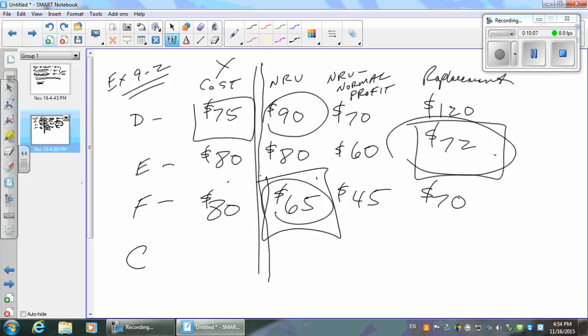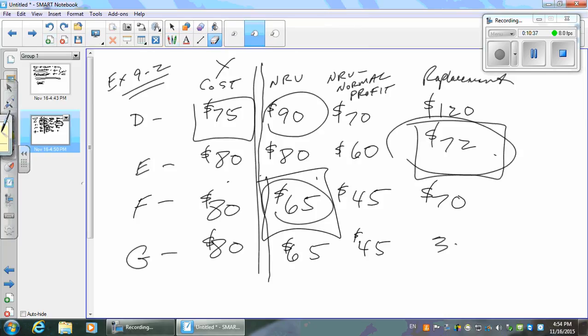Let's do G. So, cost is what? 80, a bunch of them are 80. All right, sales price is 90, less what? Selling expenses are 25, what do you get? Is that 65? Okay. Take away your normal profit of 20, what do you have? 45, and what's the replacement cost? 30. What is it, 55? Yeah.